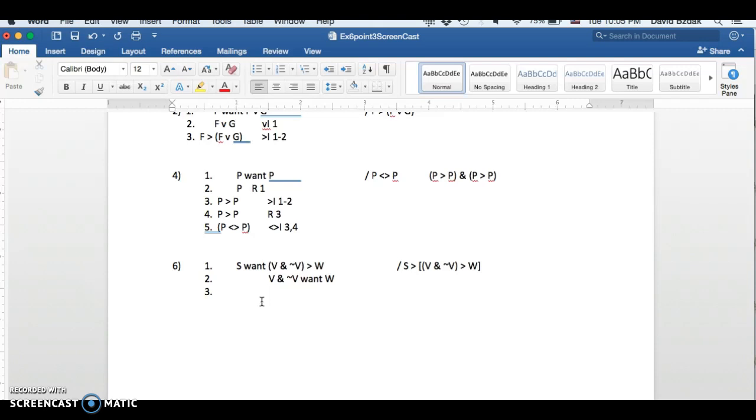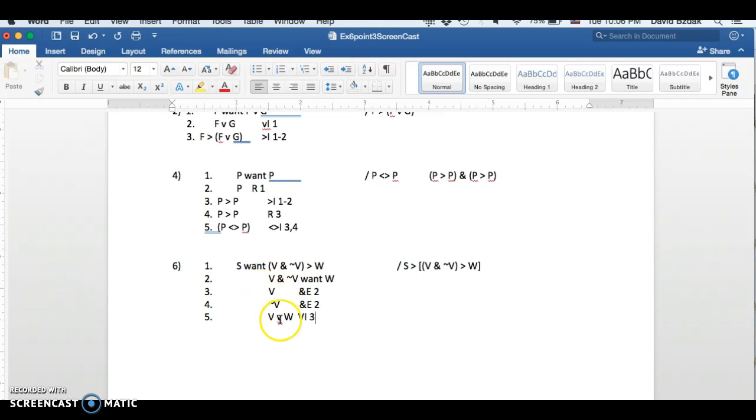And the one rule that allows us to introduce a sentence that doesn't appear is the disjunction introduction. But first let's get V and not V by themselves. So this is conjunction elimination of 2. Not V by conjunction elimination of 2. Now we can get V or W by disjunction introduction of 3.